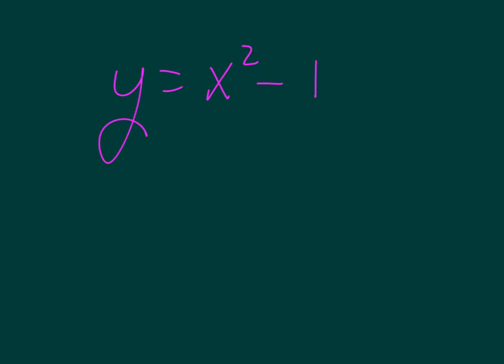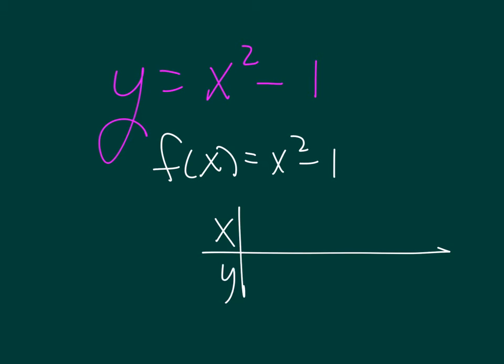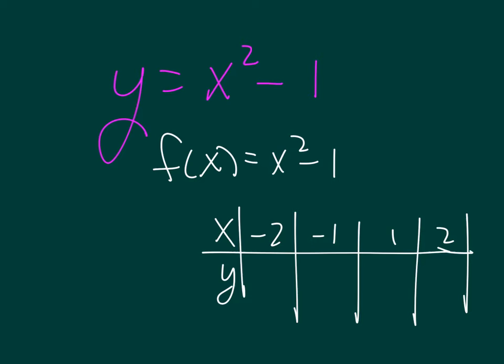Let's say y equals x squared minus 1. In fact, let's change this. I don't want it y equals. Let's change it to f of x equals x squared minus 1. Again, you're just simply making a chart, whether it be horizontal or vertical. Just plug in some numbers. So let's try a couple negatives. Let's try negative 2, negative 1, and let's try 1, and then let's try 2.